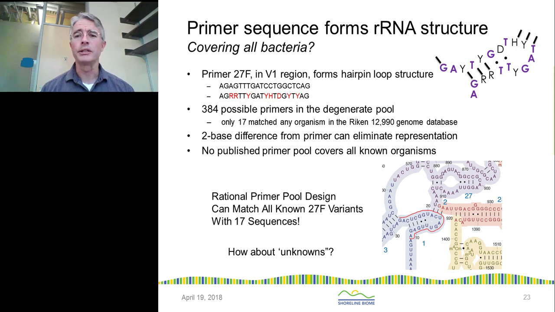And why would we want to do this? Well, we know that there is variation from organism to organism, and that even a 2 base difference in the primer sequence can eliminate the representation of certain microbes. And in addition, the search revealed that there isn't any published primer pool that covers all the known organisms that have been sequenced that are part of these databases. So what we did was we went back and designed primer sets that match all the variants for the relevant primer sequences that I've been talking about.